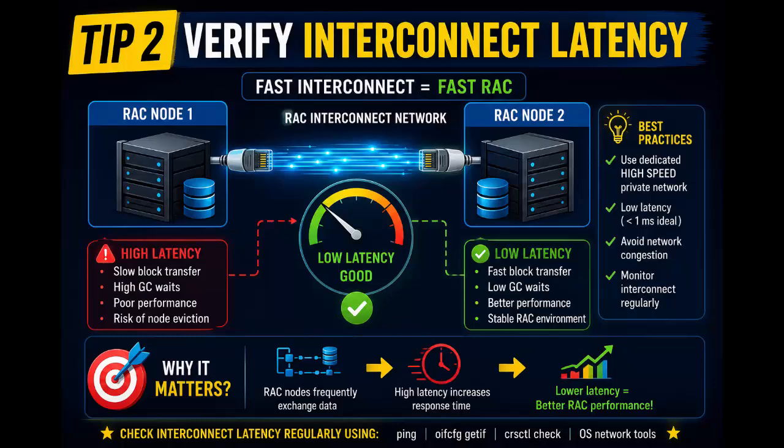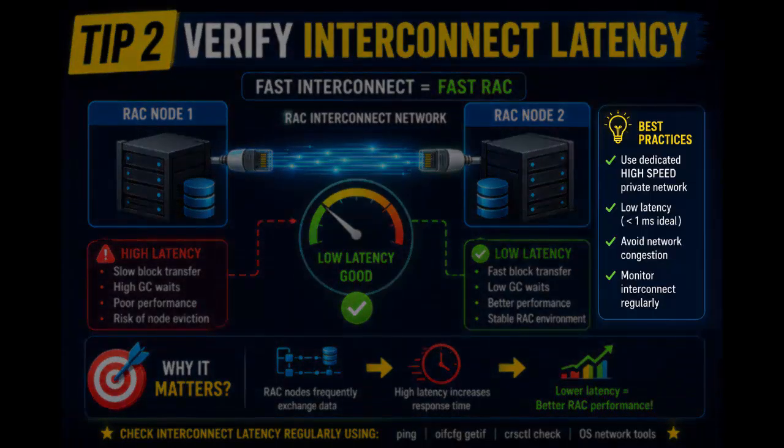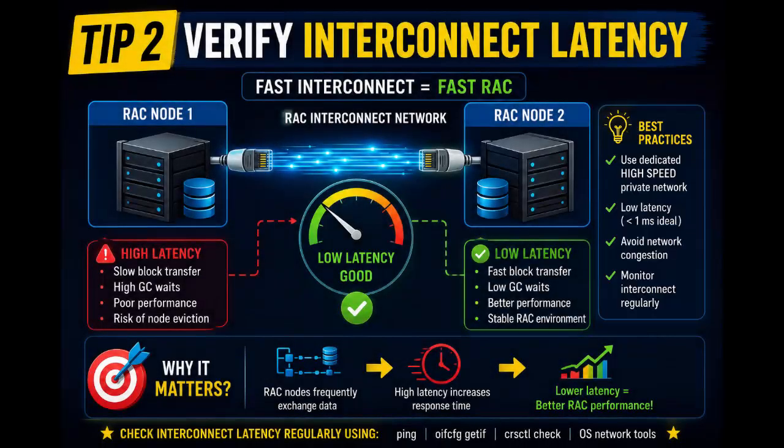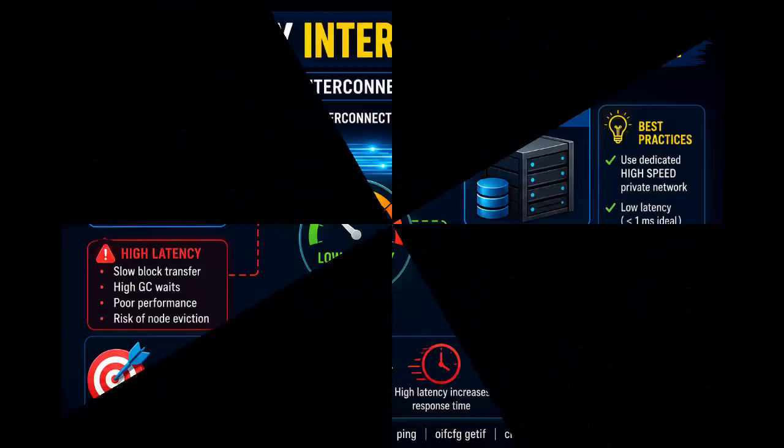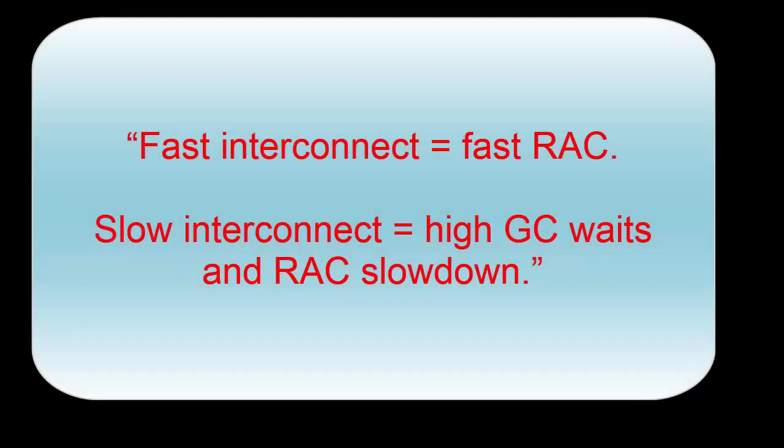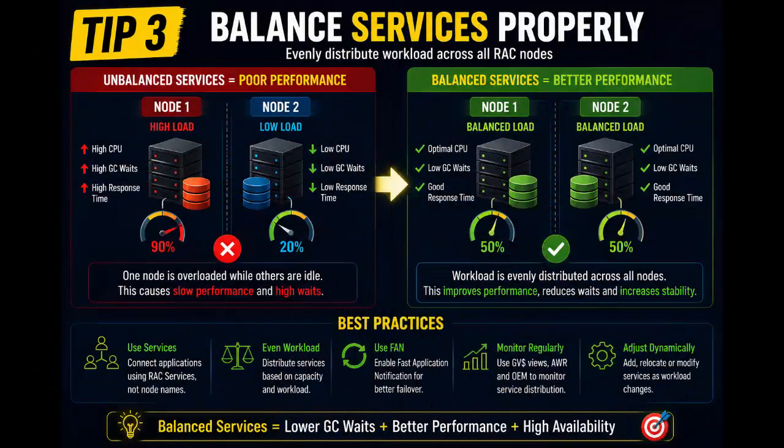That's why production RAC environments use dedicated high-speed, low-latency private networks. Lower latency means faster block transfer, lower waits, and a more stable RAC cluster. So that is tip number 2. Coming to tip number 3, balance services properly. What is it? Let us discuss.